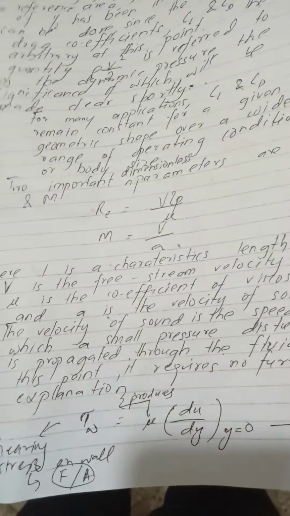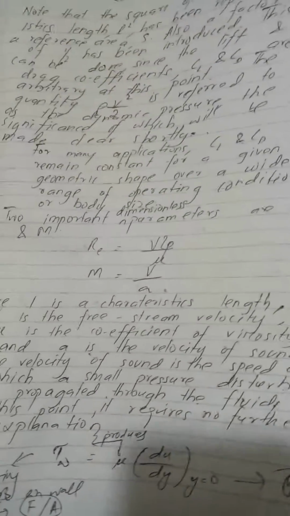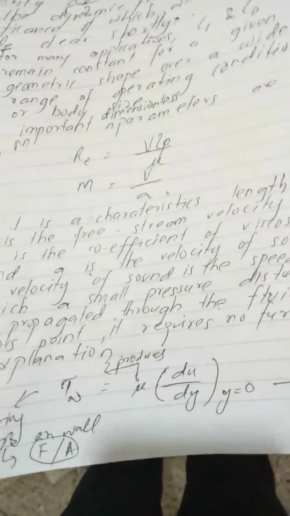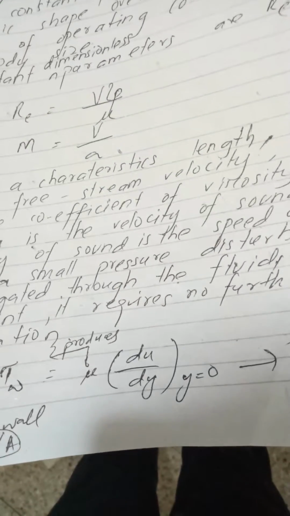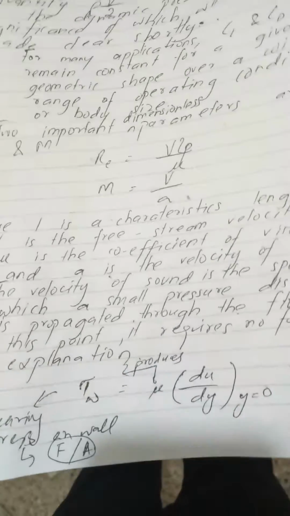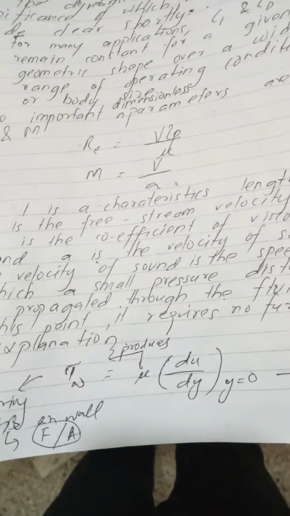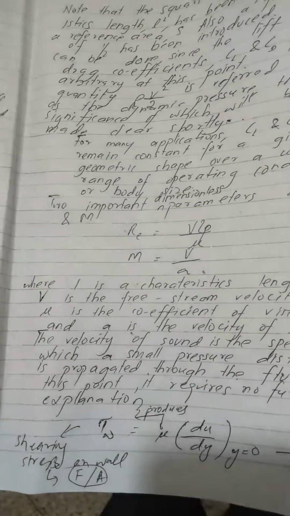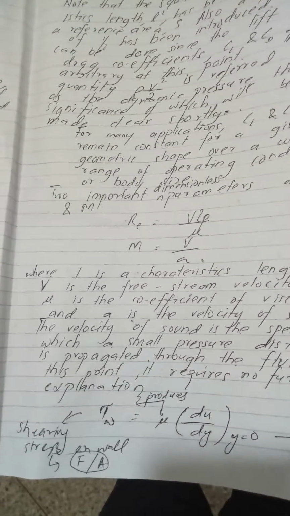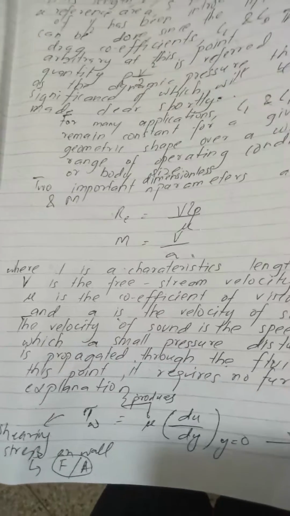Two important dimensionless parameters are Re, the Reynolds number, and M, the Mach number. The Reynolds number is Re = rho V L by mu, and M is V by a, where L is the characteristic length, V is the free stream velocity, mu is the coefficient of viscosity, and a is the velocity of sound. The velocity of sound is the speed at which a small pressure disturbance is propagated through the fluid. At this point, it requires no further explanation.